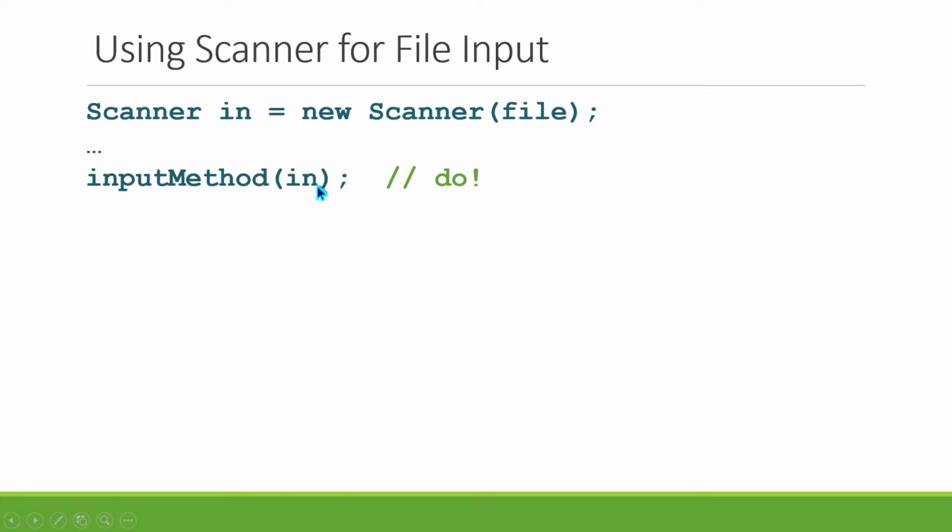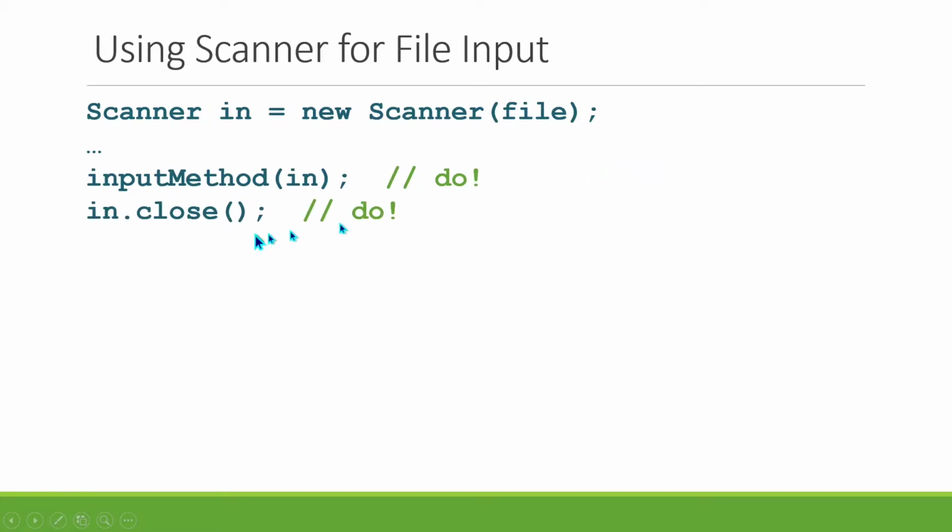Why would you do that? You might have several different methods that all need to use a scanner. Scanners are very resource heavy, so if you just create a new scanner for each method, that's okay, but then you're using a lot more memory than you need to. What you might want to do is create one scanner in your main and then pass that scanner into every method that needs it. That's okay too.